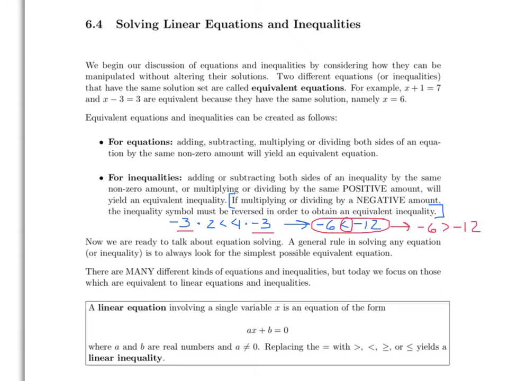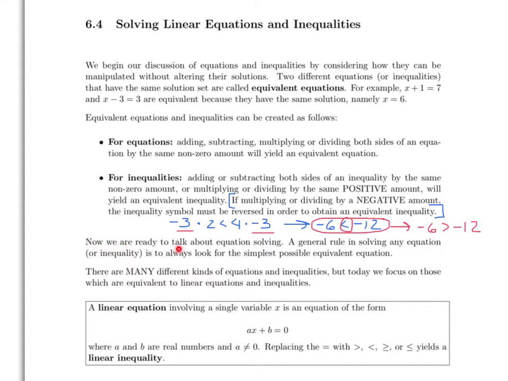So this is an illustration of what happens when you multiply or divide an inequality by a negative amount. You will always arrive at an inequality that is false unless you reverse the direction of the inequality symbol. So just a recap: if you multiply or divide an inequality by a negative amount, the inequality symbol has to be reversed in order to obtain an equivalent inequality.